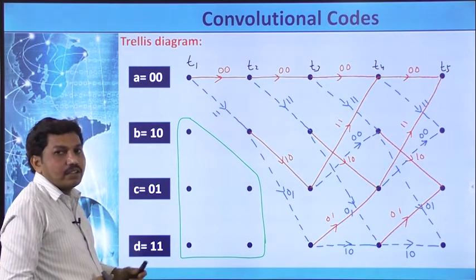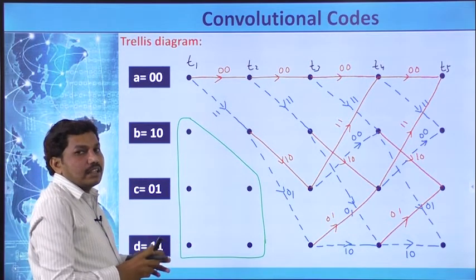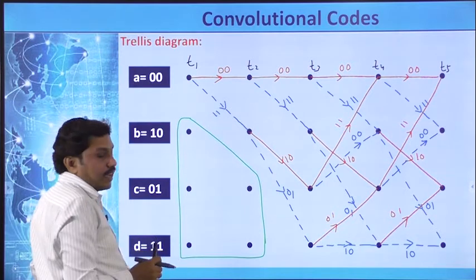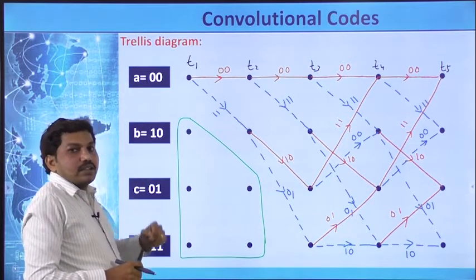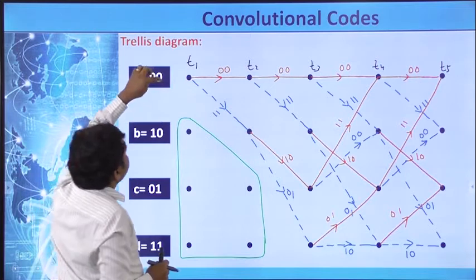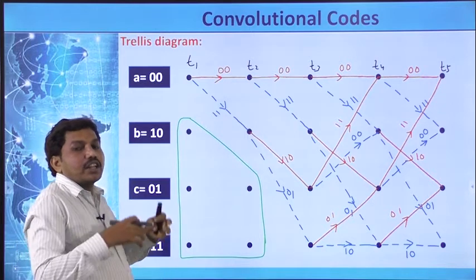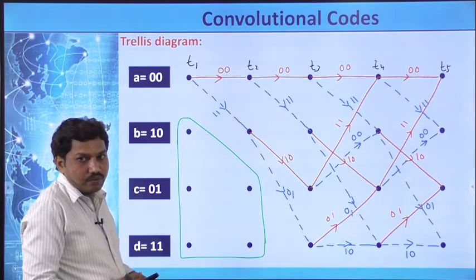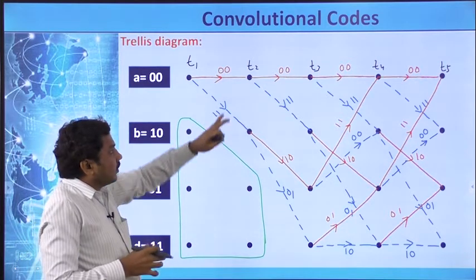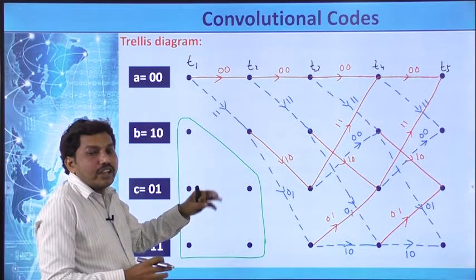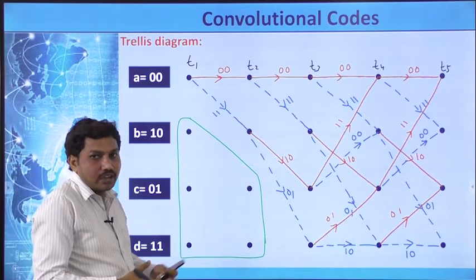I repeat once again. The structure of the trellis diagram is designed by taking the number of states on the vertical axis and repeating them along the x-axis. The second one is, the transition from one state to another state depends upon whether the input bit is 1 or 0. The solid line is used when the input bit is 0. The dashed line is used when the input bit is 1.